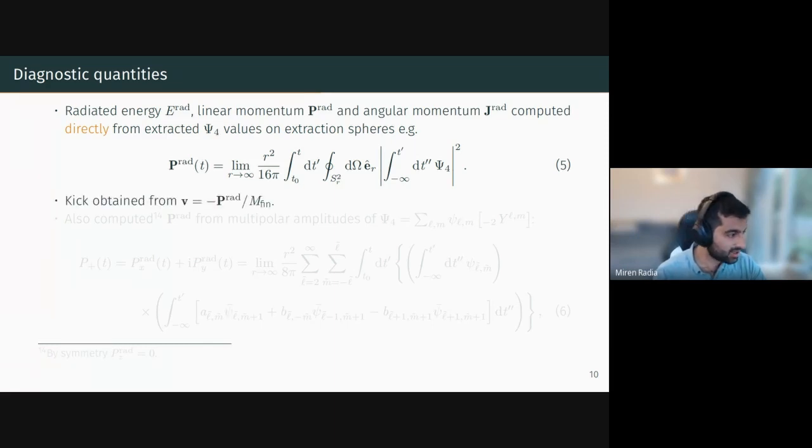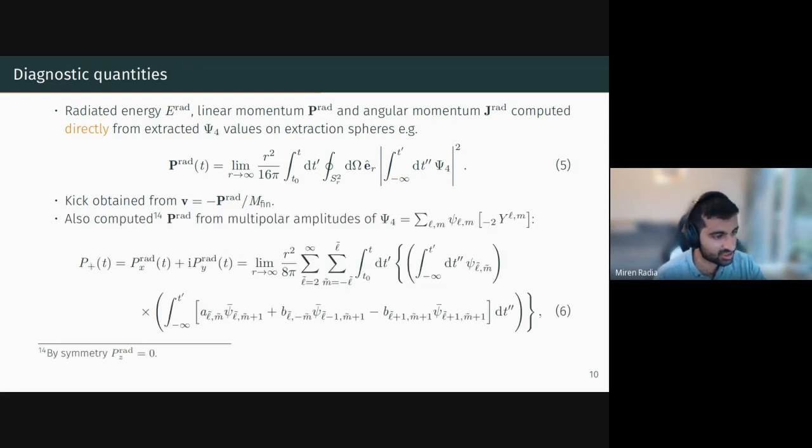And then in order to obtain the kick, because these kicks are very slow, we just divide the radiated momentum by the final mass. The final mass of the black hole is computed using the difference between the initial total ADM mass of the spacetime, which the two punctures code tells us, and the radiated energy that we calculate using a similar formula to equation 5 here, but for the radiated energy. The final spin is computed similarly.